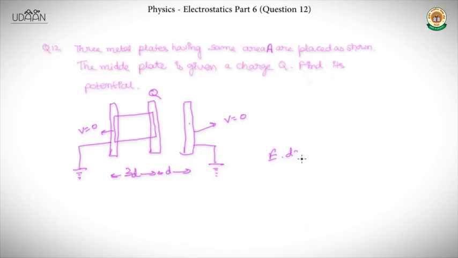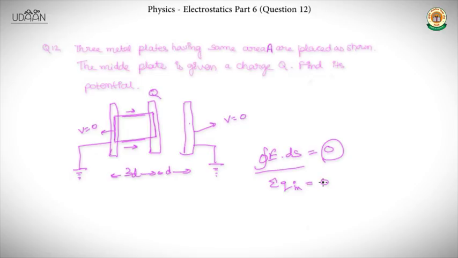E dot ds will be equal to 0 because here the electric field is in this direction. At these surfaces, since the electric field is parallel to the surface, E dot ds is 0. And in these surfaces you will see that there is no electric field as such, so E dot ds is equal to 0. From this we can conclude that the summation of Q enclosed is equal to 0.